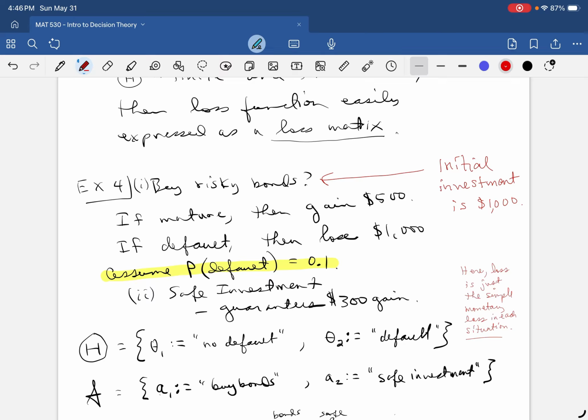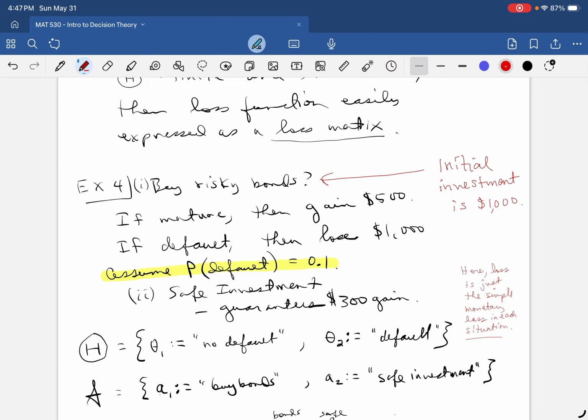Okay, so that's one option. Let's also suppose that there's a second option available to this investor, and that is some really, really safe investment which will guarantee a gain of $300. And this is in any context, this is like separate from the bonds. And so whether the bonds default or not, this investor would still get $300 if they go with the safe investment. So now here's the investor's setup, and he or she needs to make a decision. And in this context, loss is just going to be simply any monetary loss.